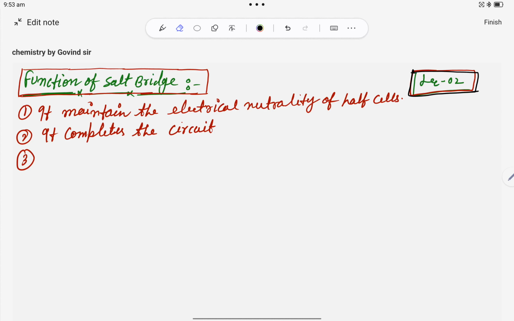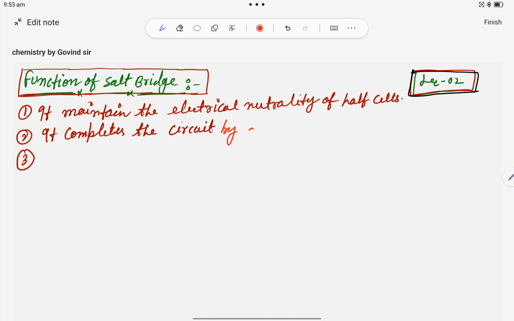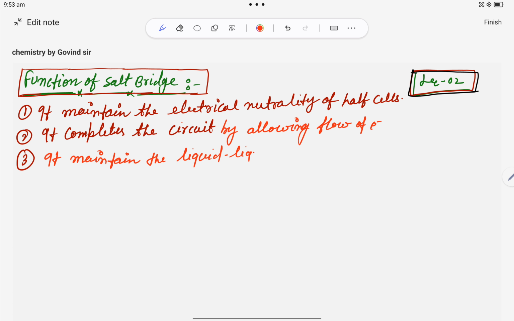Number 2, it completes the circuit by allowing flow of electrons. Number 3, it maintains the liquid junction potential. Liquid junction potential.